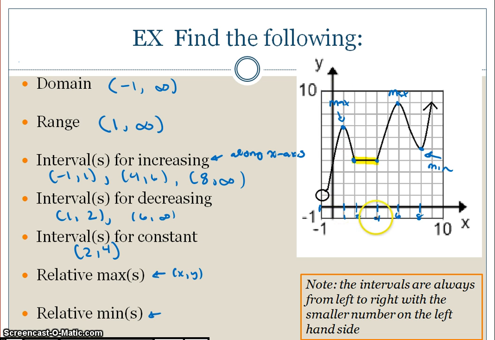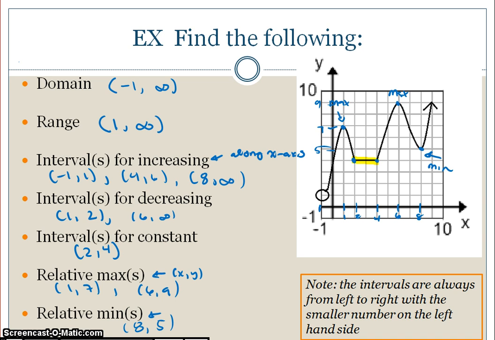Okay, so there are some relative maxes at the x coordinate 1 and y coordinate 9, and also at 1, 7, and 6, 9, and then the min is at 8, 5.